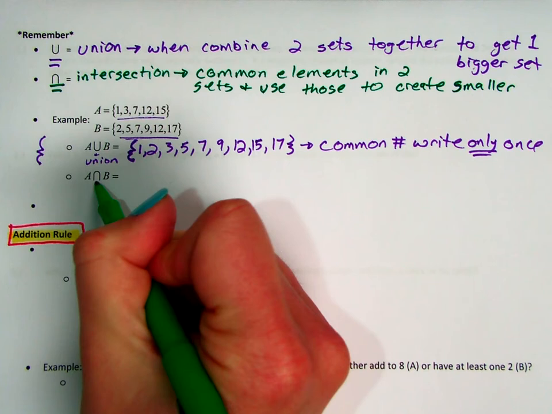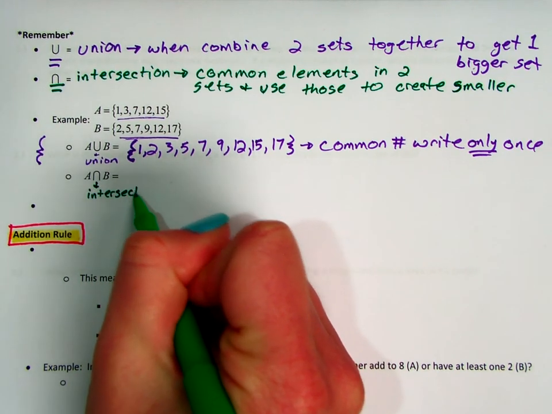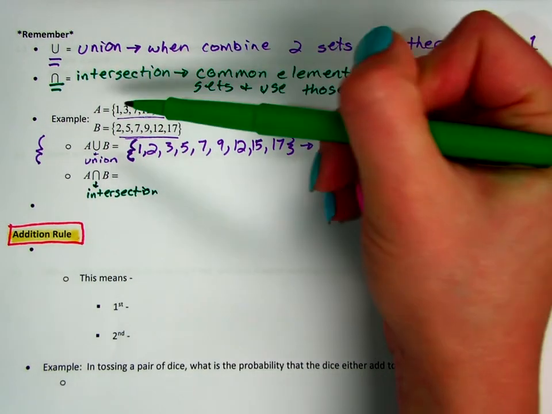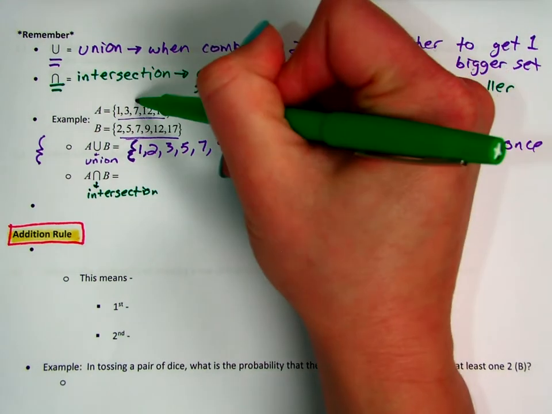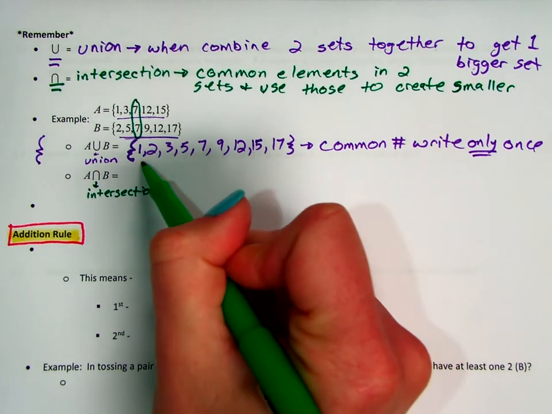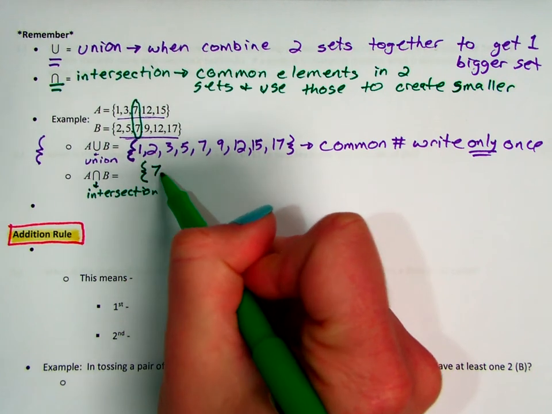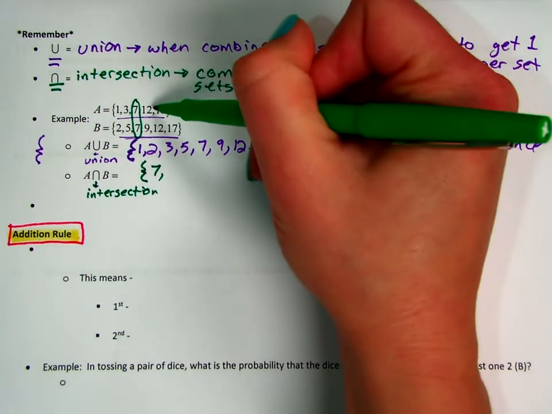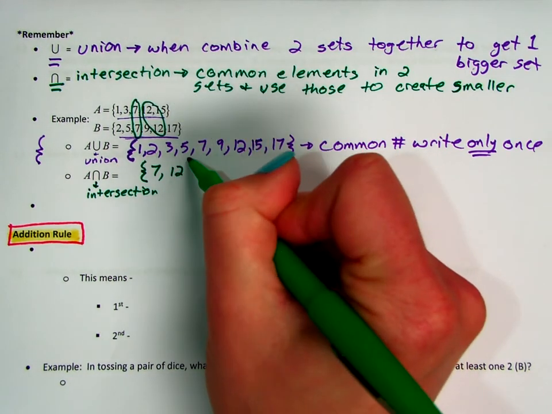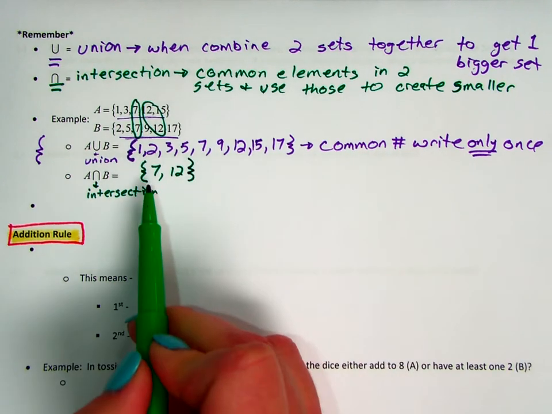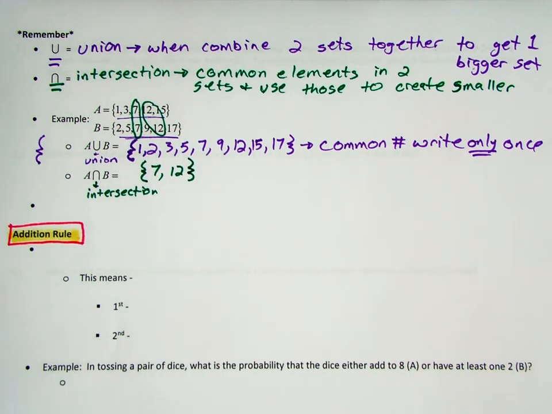Now this one, remember, stands for intersection. And so we're just looking for the things that are in common. There's not a 1 in both of them. There's not a 2 in both of them. There's not a 5 in both of them. There's not a 3. But there is a 7 in both of them. So the first number or first event in my set is 7. 9 is not in both of them, but 12 is. So 12 will have to be part of it. And 15 and 17 aren't in both of them. So my intersection set is 7 and 12.